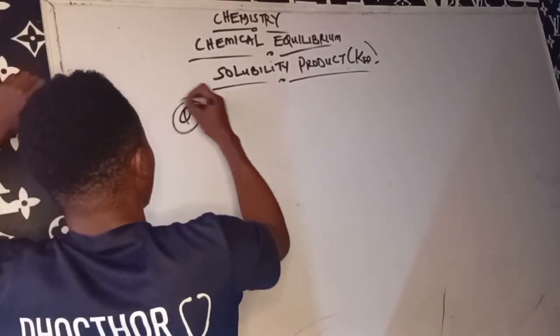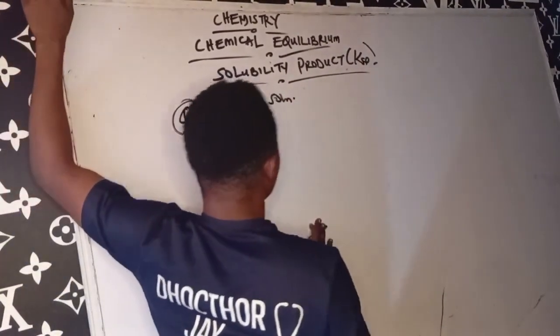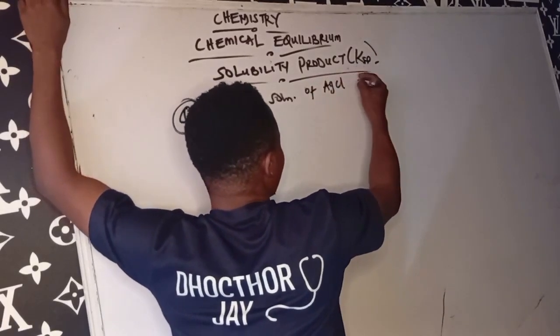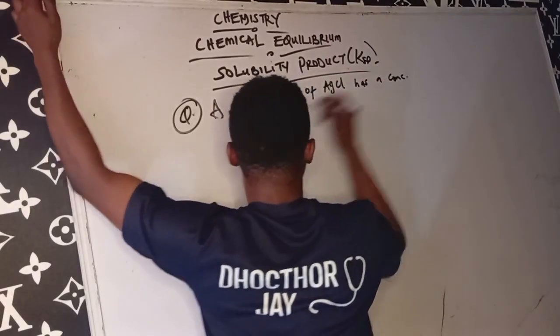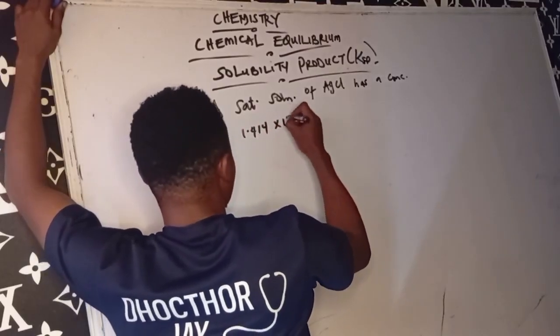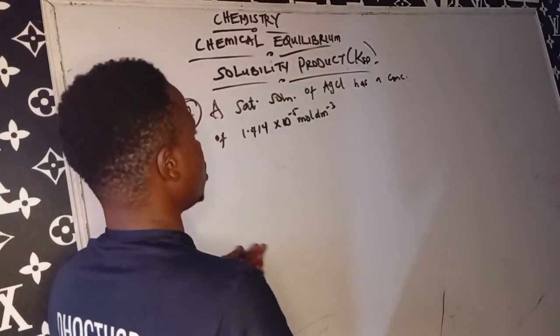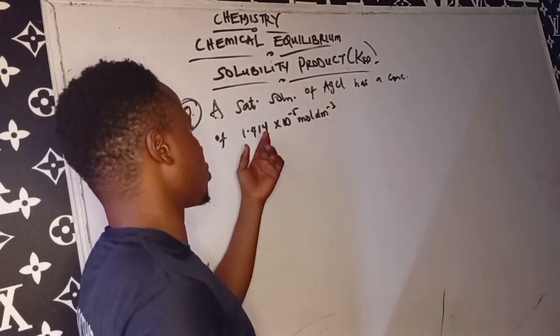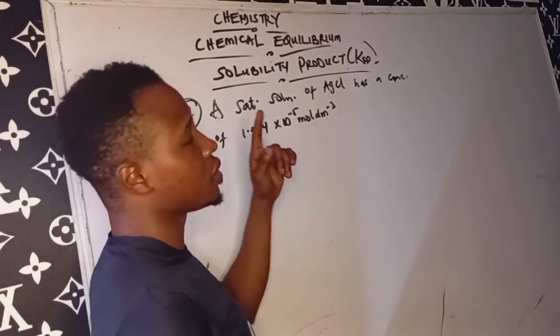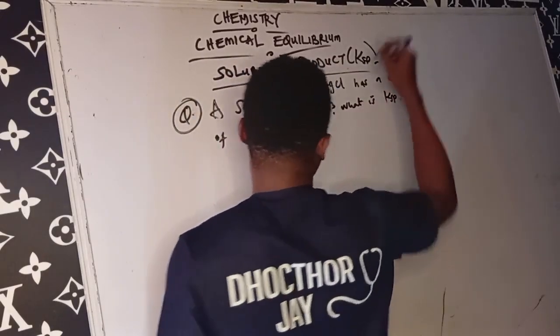So question 2: a saturated solution of AgCl has a concentration or solubility, either way, of 1.414 times 10 raised to the minus 5 mole per dm cubed. Although I'm using 1.414 because I don't want to use a calculator, it's easier to go with that value. In your Lamlad, you come across 1.35 times 10 raised to the minus 5, but I don't want to be using my calculator here. Now, what is the solubility product of the saturated solution?